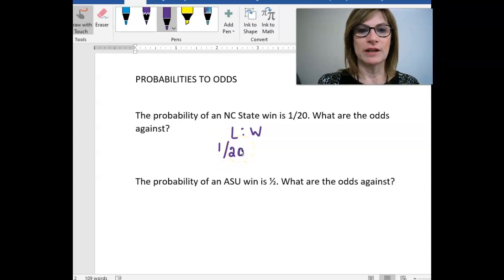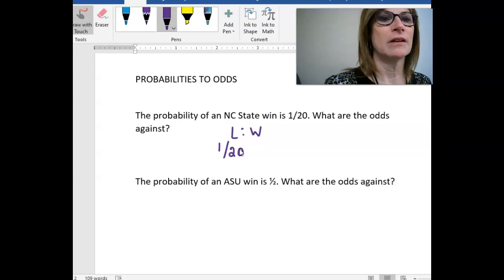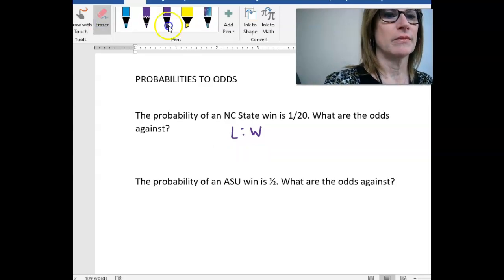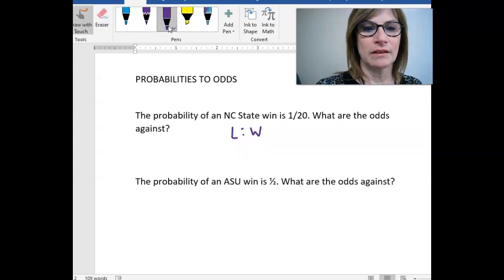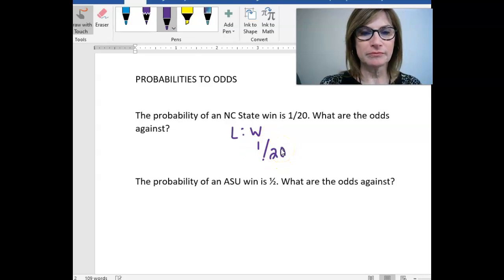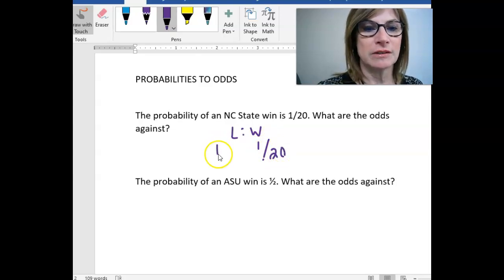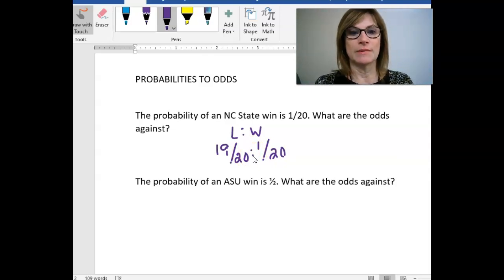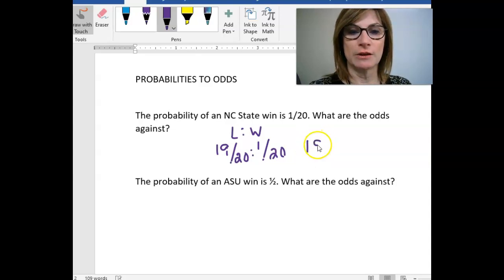And so they would win. Whoops, I think I just did that backwards. They win 1 out of 20 times. And so they would lose 19 out of 20 times, but we don't want to write those as fractions. We want to write them as odds, so we will just write those as 19/1.